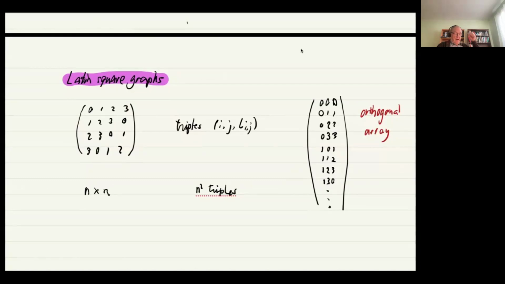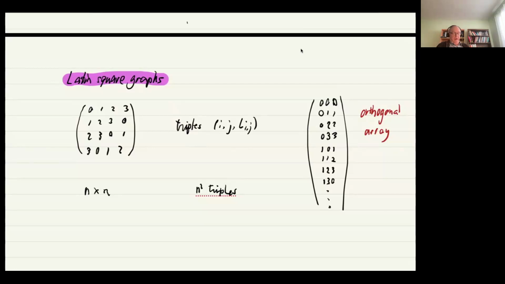We can write out the triples in this form. Just write them out as an n squared by 3 matrix. That matrix is called an orthogonal array. And it's got the property that if you pick any 2 columns and run down them, you see each ordered pair of entries exactly once.